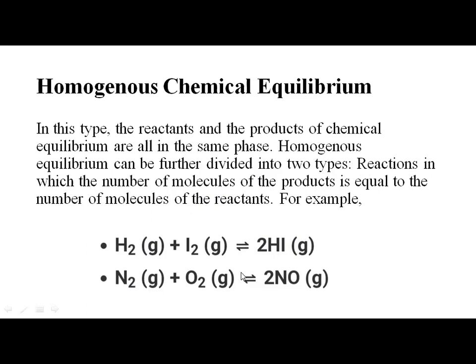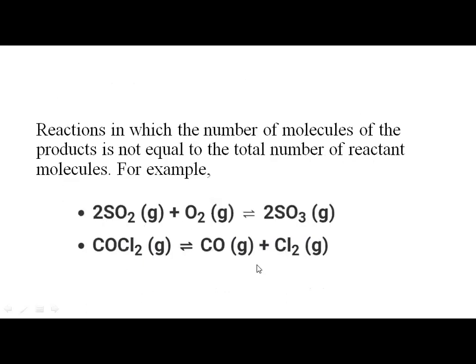phase. N2 plus O2 gives NO. All are in the same phase, gaseous phase. 2 molecules of reactants, 2 molecules of product. And one more is a reaction in which the number of molecules of products is not equal to the total number of reactant molecules. Here all are in gaseous phase. See, it is homogeneous. Here there are 3 reactant molecules in total and here there are only 2. Here there is 1 reactant molecule and here we have got 2.